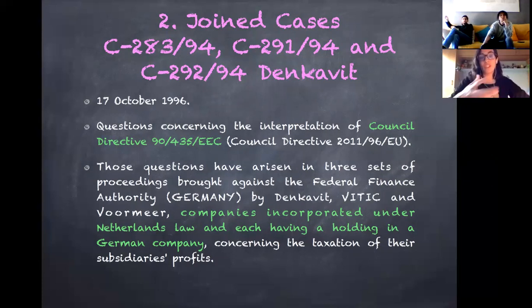The questions raised in these facts have arisen in 3 sets of proceedings brought against the Federal Finance Authority of Germany by 3 different companies incorporated under Netherlands law and each having a holding in a German company. And the problem was related to the taxation of their subsidiaries' profits. So we have 3 Netherlands companies and also a holding or a subsidiary in the German state.